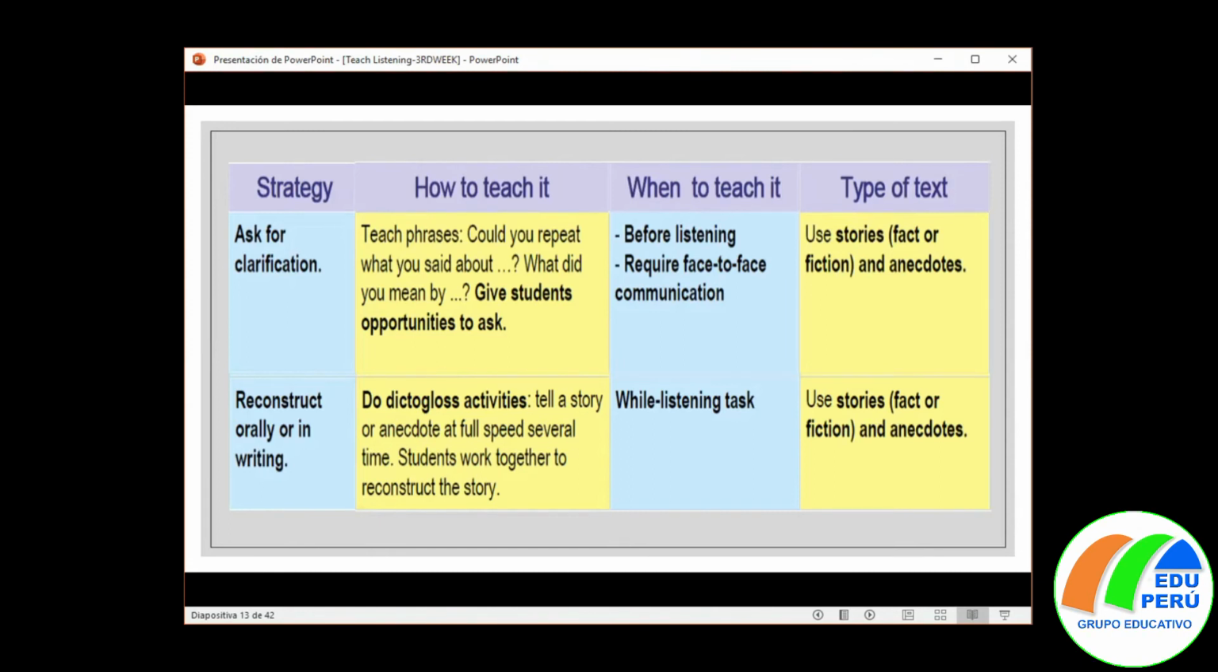So maybe you can make your students go to the board and write a sentence, no? And the other students can help this student who is at the front. No, no, no, Juan, you forgot that word. Remember, notice they are interacting. It's not like the normal dictation that we usually do.